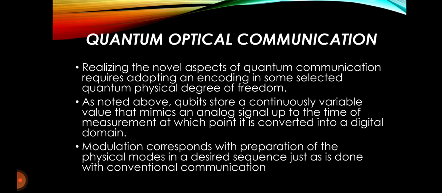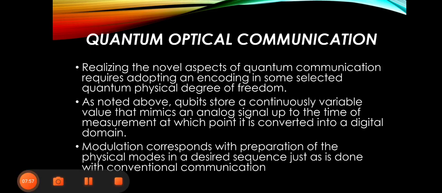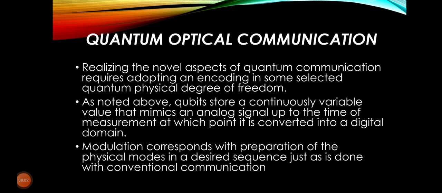Realizing the novel aspects of quantum communication requires adopting and encoding in some selected quantum physical degree of freedom. As noted above, qubits store a continuously variable value that mimics an analog signal up to the time of measurement, at which point it is converted into the digital domain. Modulation corresponds with a preparation of physical modes in a desired sequence, just as done with conventional communication.